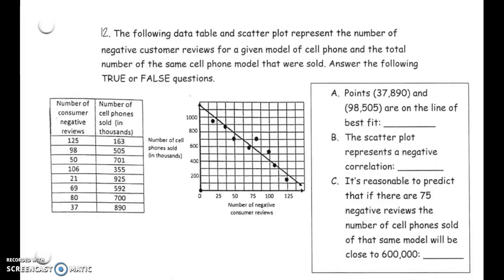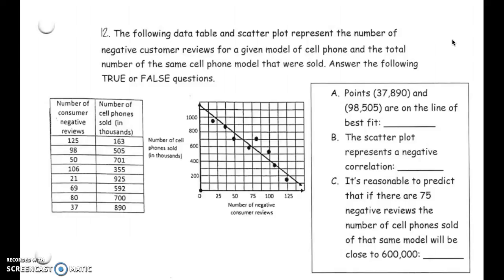Number 12, the following data table and scatter plot represent the number of negative customer reviews for a given model of cell phone and the total number of the same cell phone model that were sold. Answer the following questions, true or false. You have the number of consumer negative reviews, the number of cell phones sold in the thousands. A, points (37, 890) and (98, 505) are on the line of best fit.